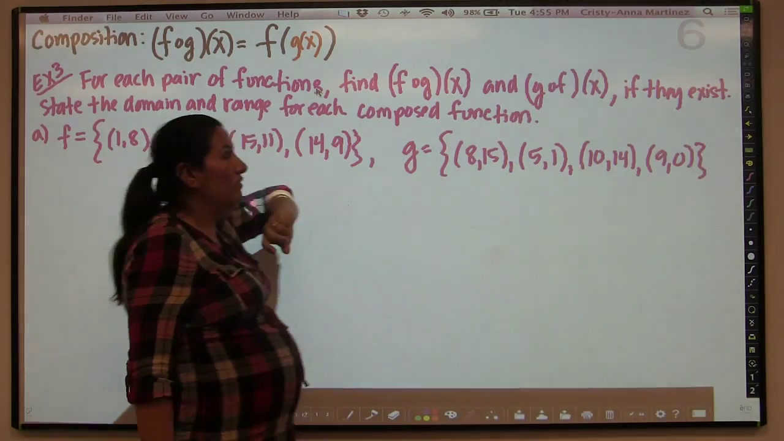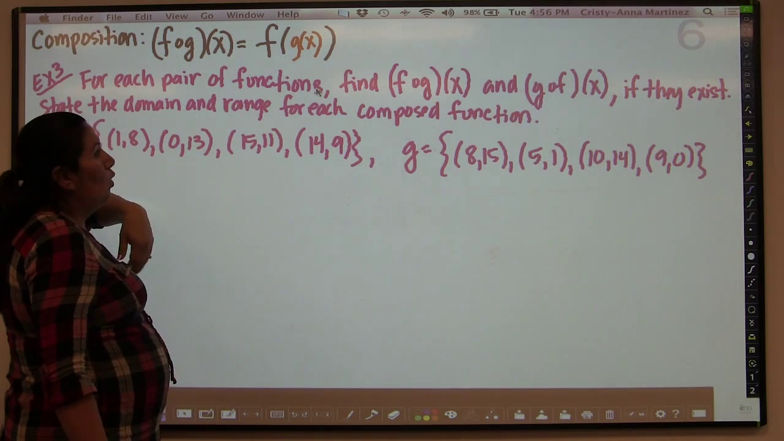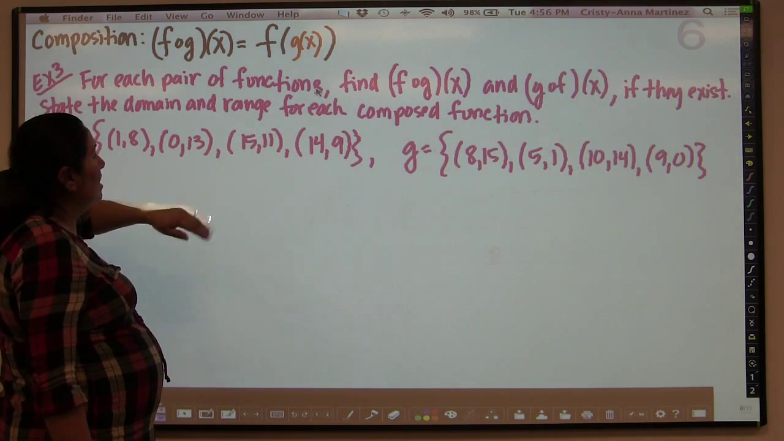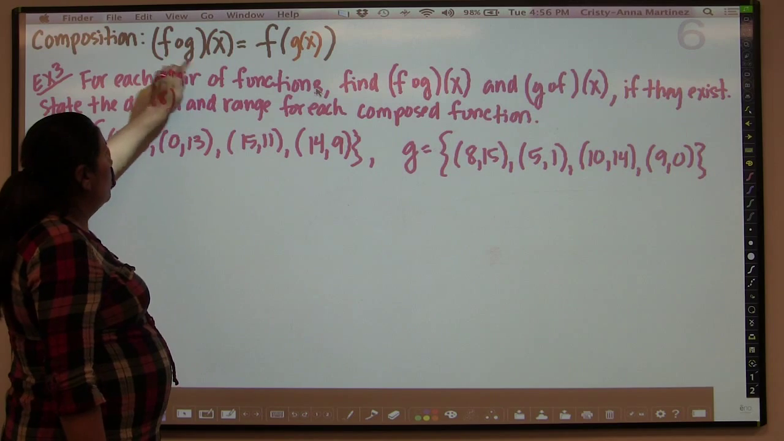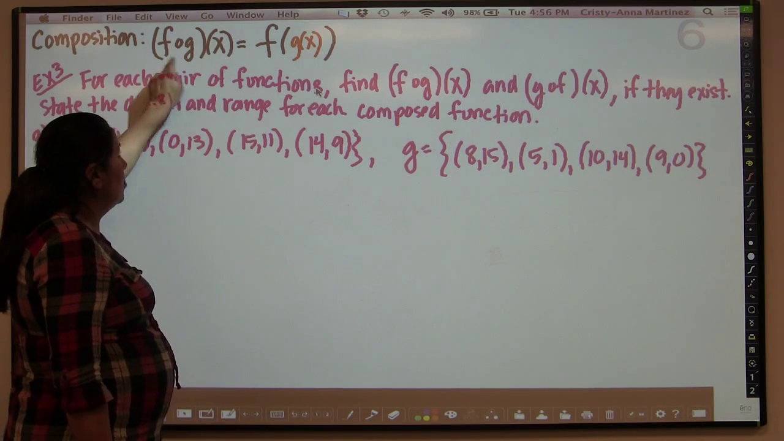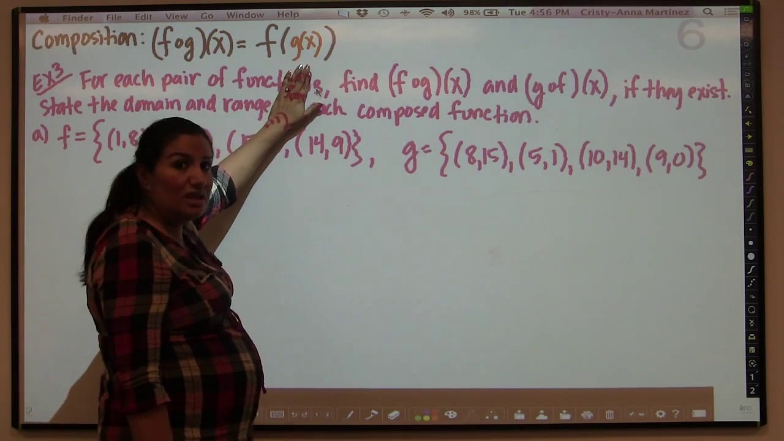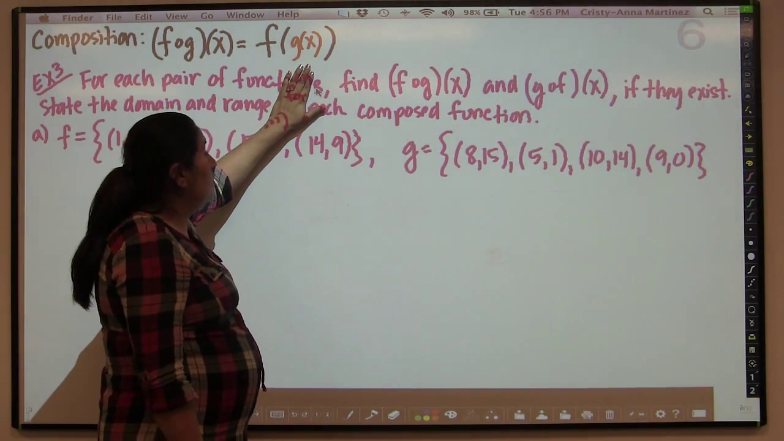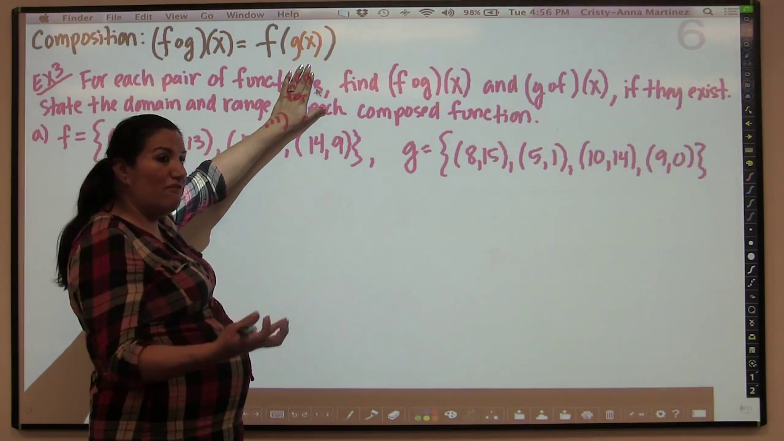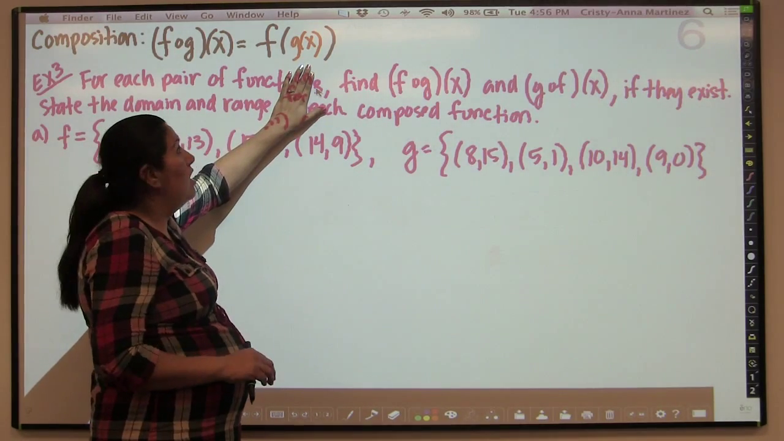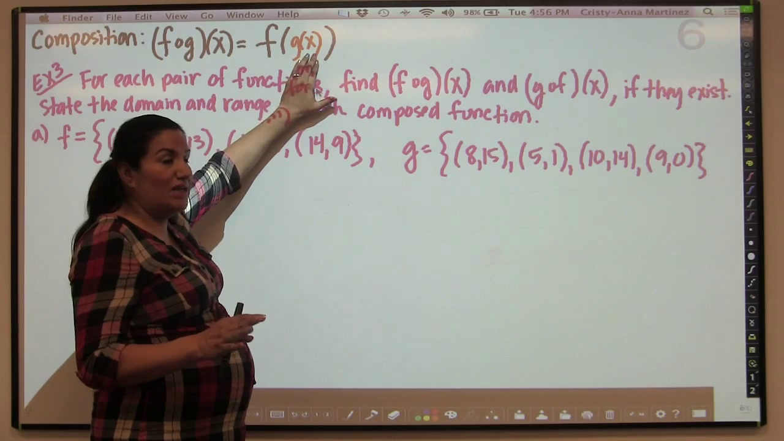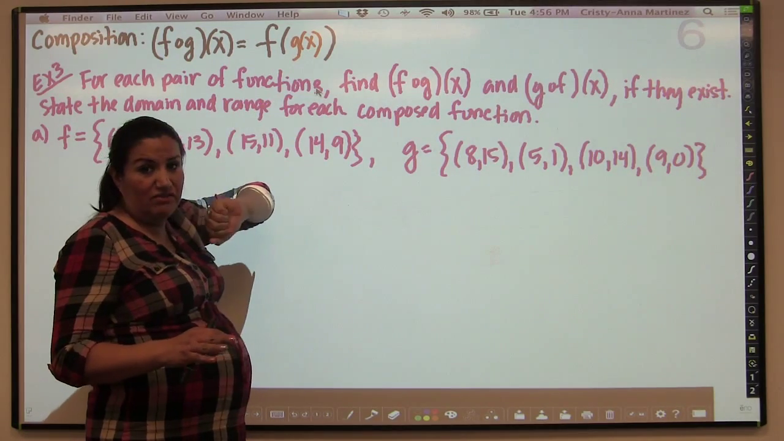It's not fog and goff. It's f of g of x or g of f of x. Whatever the first letter is, that's the function that goes outside, and the second letter is the function that goes inside. What you're doing with composition is putting one function inside of another. So g of x is its own function, and it's going to go inside of the f of x function.